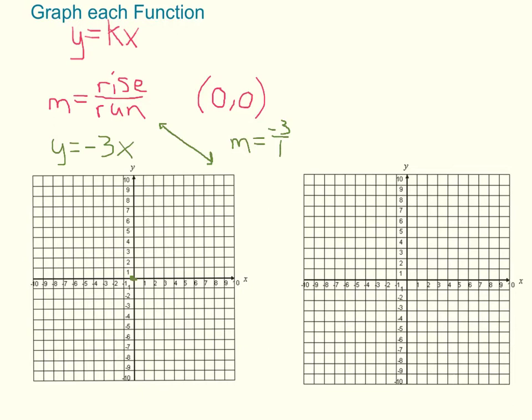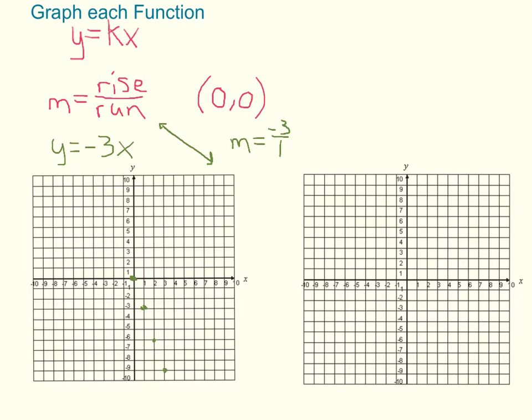So from the origin, you're now going to get your other points by going from the origin. You're going to rise down 3. So 1, 2, 3, and then run 1, go over 1 to put your other dot. Same thing, down 3, to the right 1.